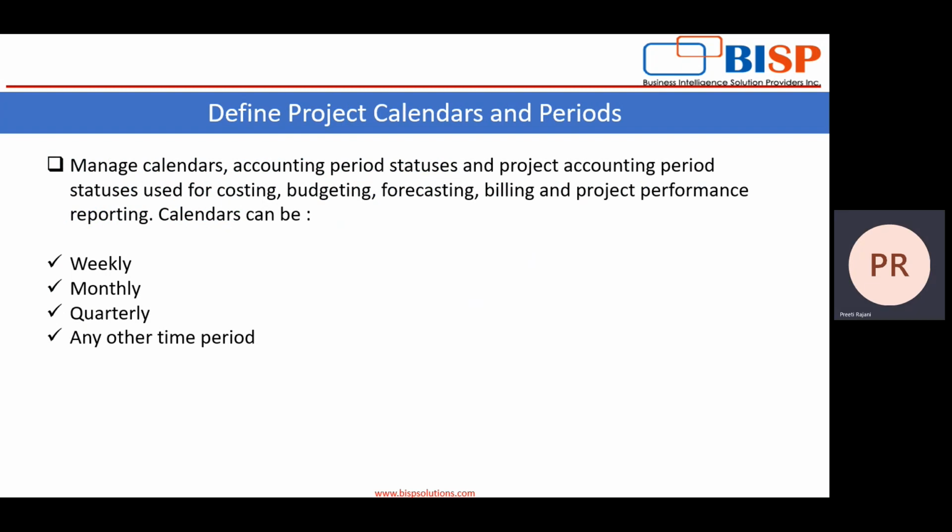To define project calendar and periods, manage calendars, accounting period statuses, and project accounting period statuses used for costing, budgeting, forecasting, billing, and project performance reporting. Now, here in the project calendars, calendars can be weekly, monthly, quarterly, or any other time period as per your business requirement. Generally, in the general ledger, we use monthly period, but in the project, as per your business requirement, you can set the frequency for your period.